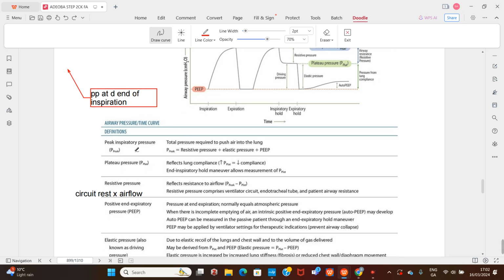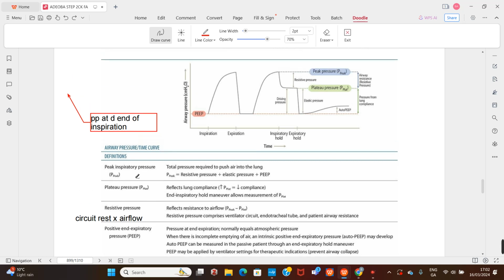So we have talked about the peak inspiratory pressure and the three things it contains. The Plateau pressure, we already know the Plateau pressure. Plateau pressure is just peak inspiratory minus restrictive. So Plateau is elastic plus PEEP, and it talks more about the lung compliance. Because we already know that Plateau is elastic pressure plus PEEP, it means that the lower the compliance, the more the elastic pressure, the more the Plateau pressure.